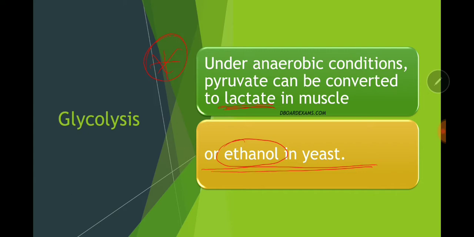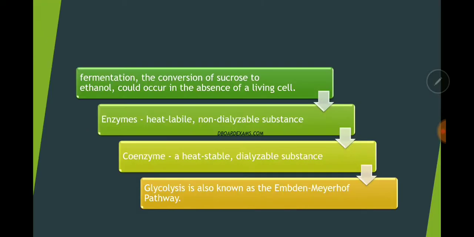Now, you have to know that lactate and ethanol are both 3 carbon compounds. Okay, they both have 3 carbons. So you have to understand that this pyruvate, which is also a 3 carbon compound, is converted to other 3 carbon compounds. Okay, very important points here.